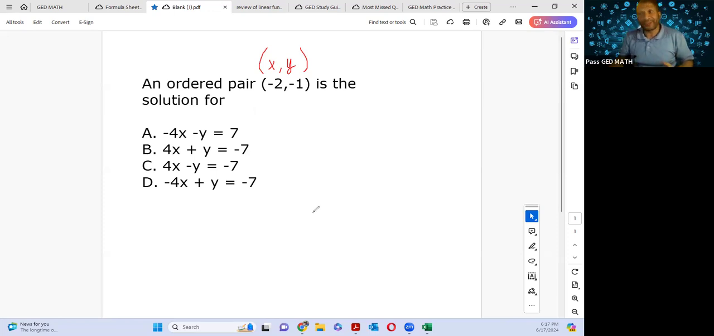Now, if you do this by hand, this is considered a difficult problem because it's going to take you time. Not if you know how to use the calculator. With the calculator it's a 30-second problem. By hand, let me show you how to do it by hand first.